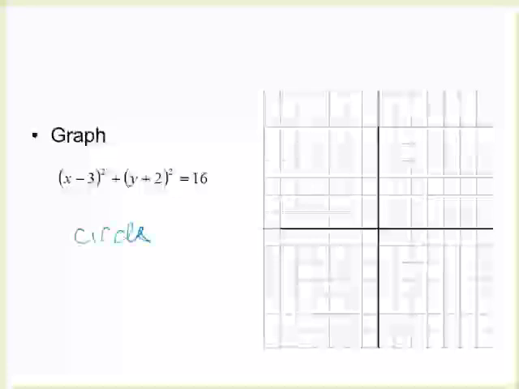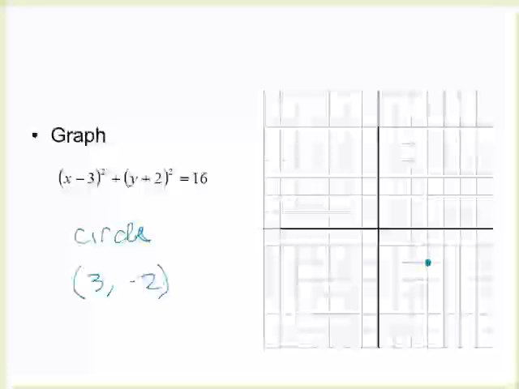So then we need to find where the center of the circle is. The center is at the opposites of the numbers in the parentheses because the general form of the equation says x minus h and y minus k. So our h and k would be the opposites then of the numbers in the parentheses. So our center is at 3, -2.